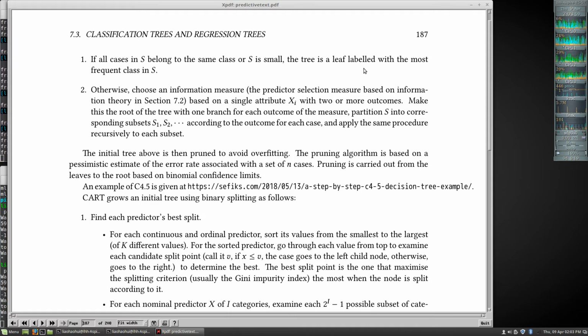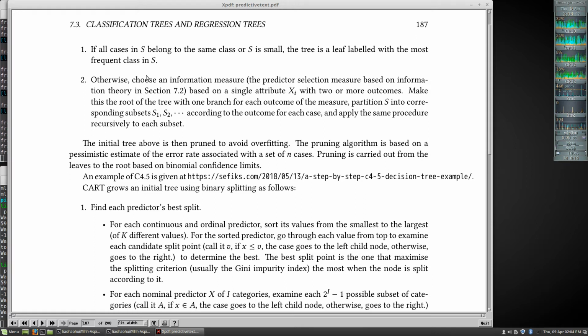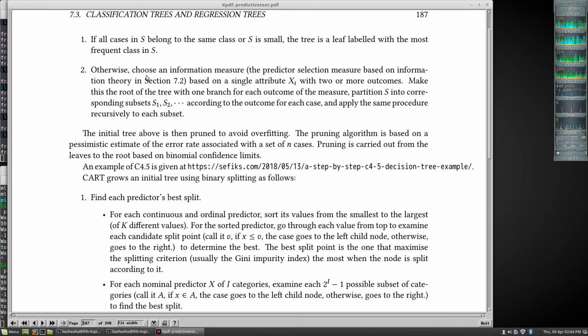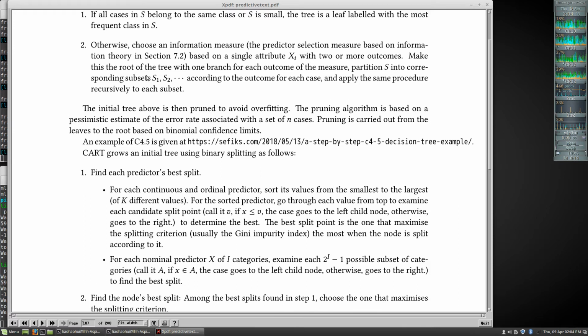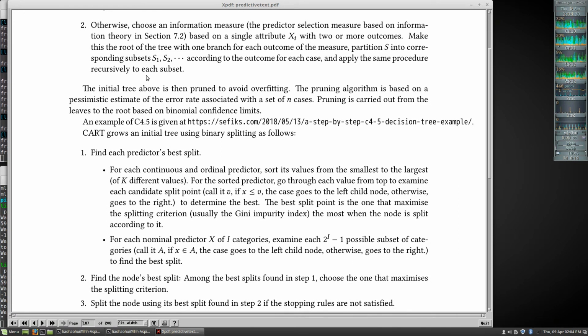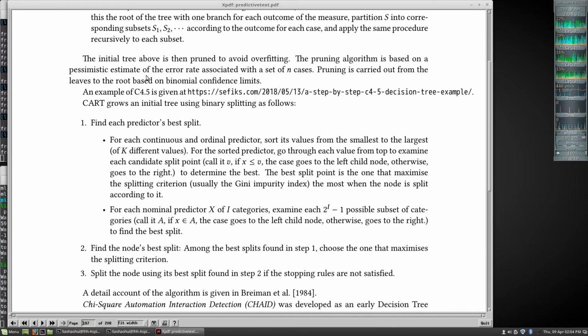So you can see that if all the cases belong to the same class, or the set is small, the tree is a leaf labeled with the most frequent class. Well, unless we implement it, it will take a long time to digest, so I'm not going to go into it.